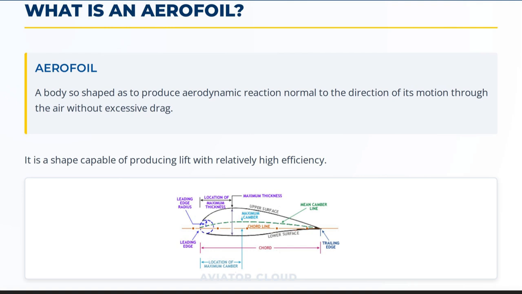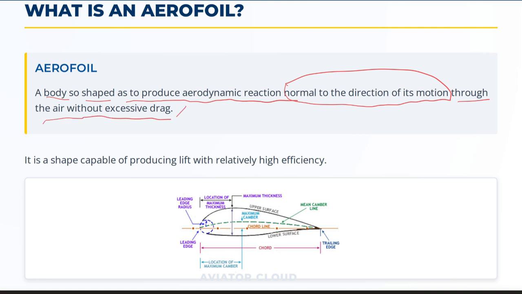An aerofoil is a body so shaped as to produce aerodynamic reaction normal to the direction of its motion through the air without excessive drag.